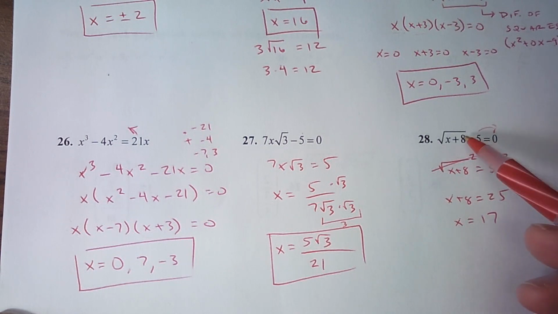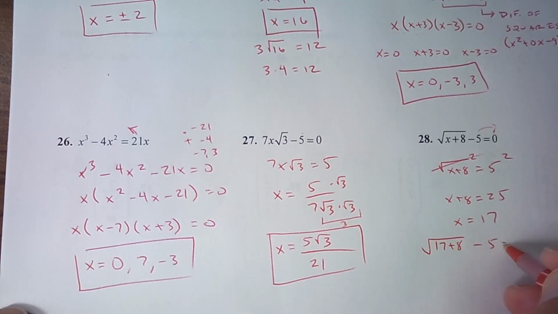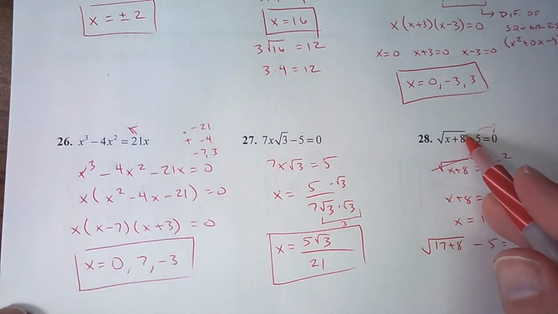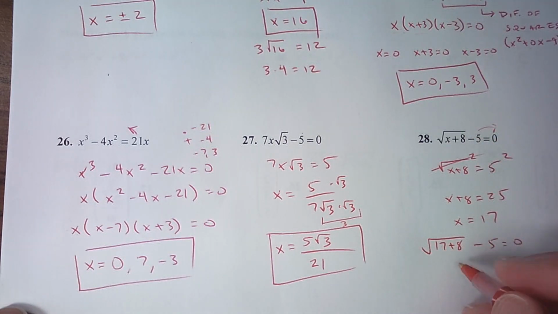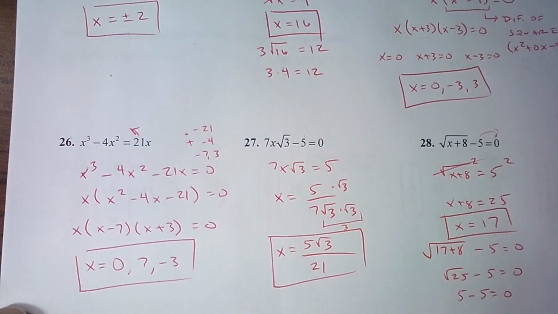Now once again, we've got a variable under a square root. I need to check and make sure that's not an extraneous solution. The square root of 17 plus 8, minus 5 equals 0. So we're plugged back into the original. 17 plus 8 is 25. So the square root of 25 minus 5 is 0. The square root of 25 is 5. 5 minus 5 is 0. And I know that's true, so I know that is a valid solution. And that is the end of page 2.